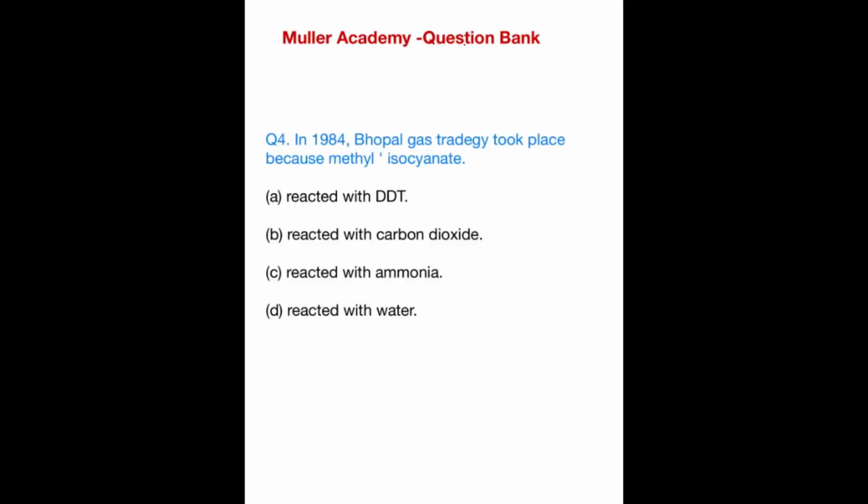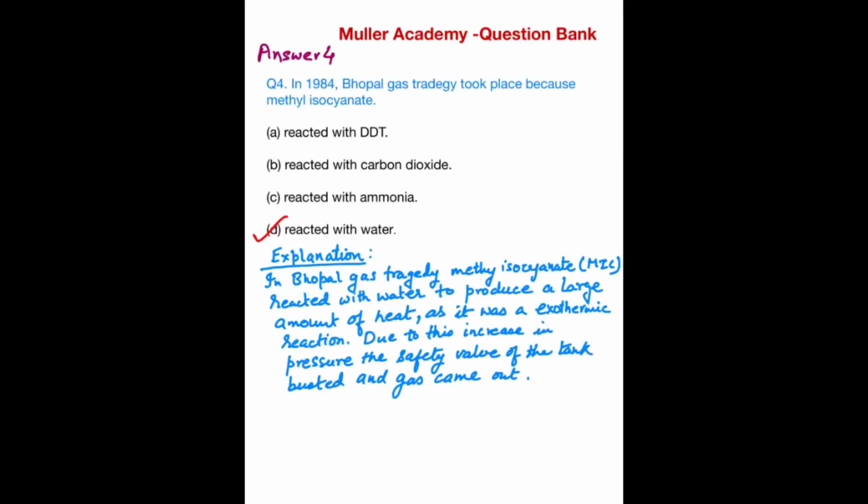Coming to the next question. In 1984, Bhopal gas tragedy took place because methyl isocyanate, what happened? It reacted with DDT, it reacted with CO2, it reacted with ammonia, or it reacted with water. This was a very unfortunate incident which happened in 1984.